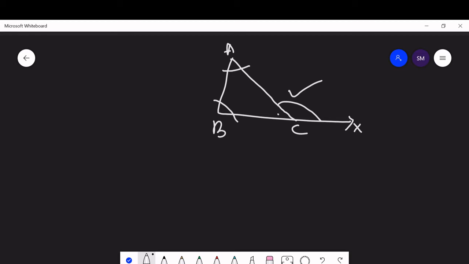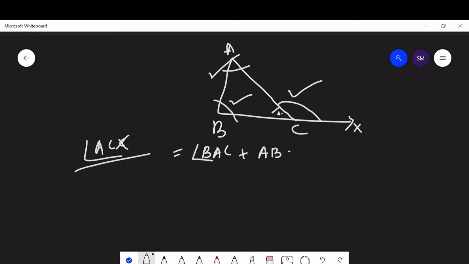Adjacent angle means neighbor angle, which is close to this. This angle is called the interior adjacent angle, which means the interior neighbor angle. These are called interior opposite angles. The property says that the measure of angle ACX, the exterior angle, is equal to the sum of the two interior opposite angles, which means the measure of BAC plus the measure of ABC.